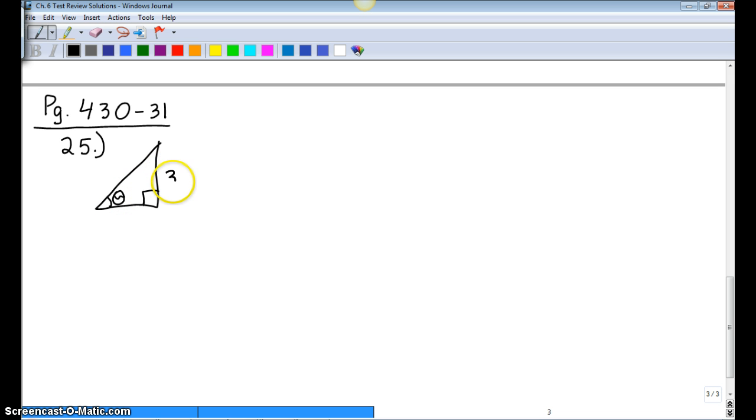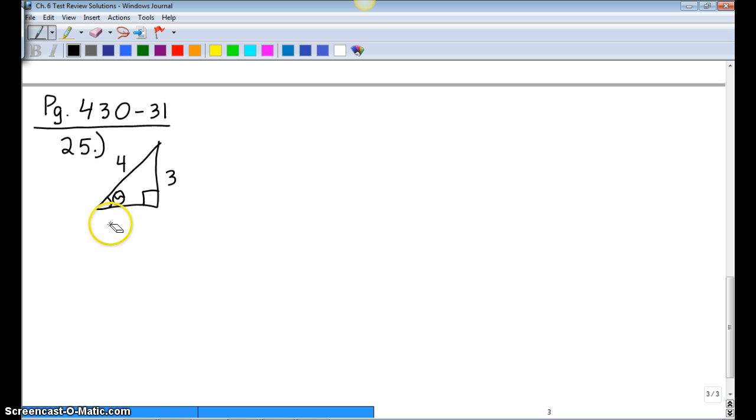And they give you the opposite of your theta and the hypotenuse. So we need to find theta. So what we know about the triangle, we know the opposite and hypotenuse. So we could solve this side over here so that we could use any trig function, but that's just kind of wasting time. Let's just find the trig ratio that uses opposite hypotenuse, which is sine.